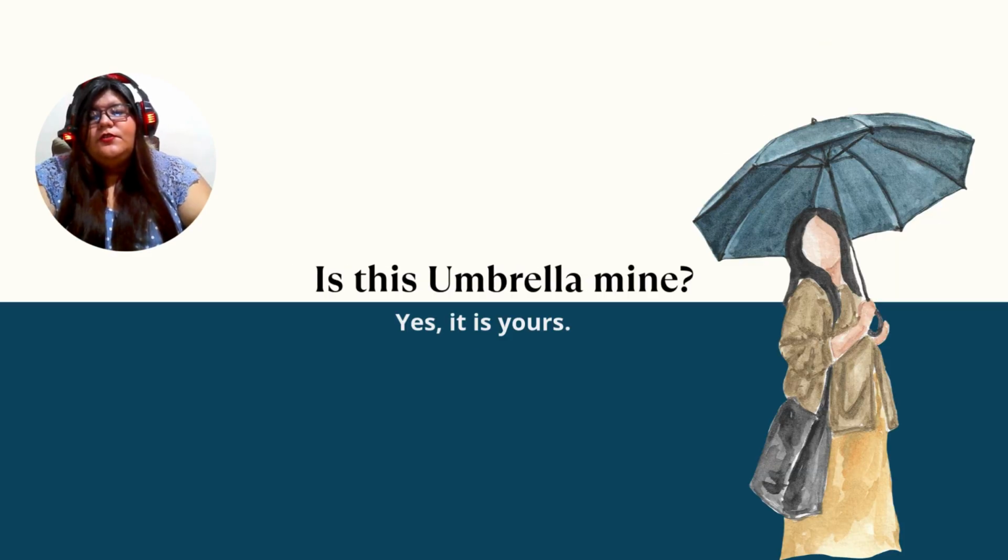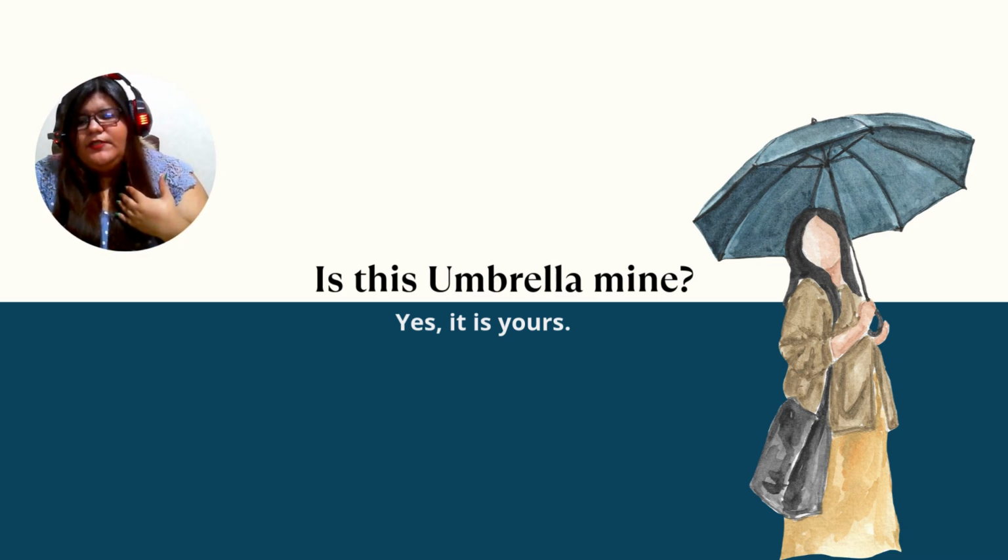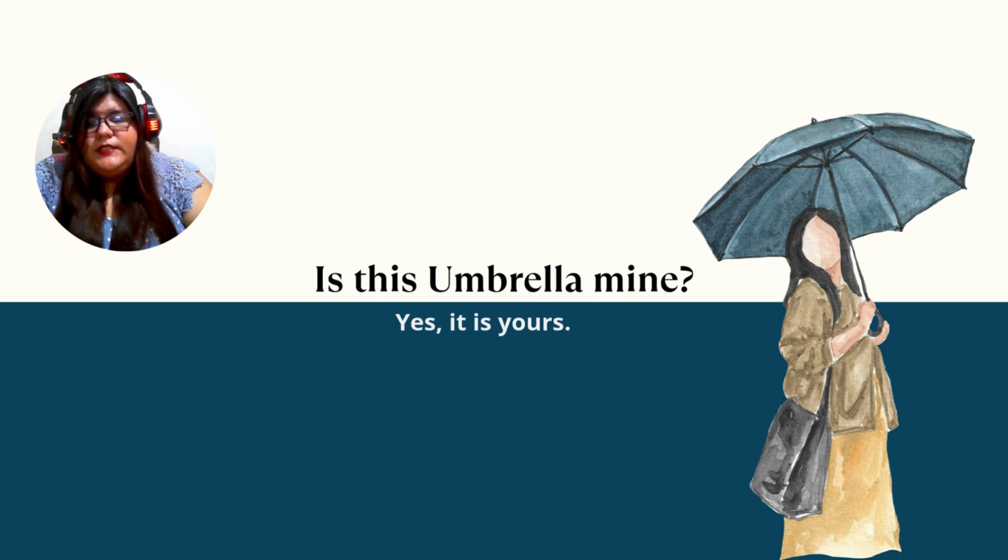Then maybe you don't know. Maybe you see like three or four things that look like the object that belongs to you, right? For example, here, is this umbrella mine? Or you could say, is this my coffee? Is this my cell phone? Is this my seat? And things like that, right? And they could say, yes, it is yours, or no, it is not yours, right? It depends on the context.